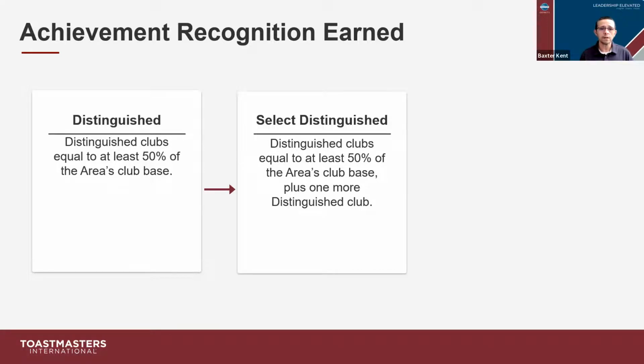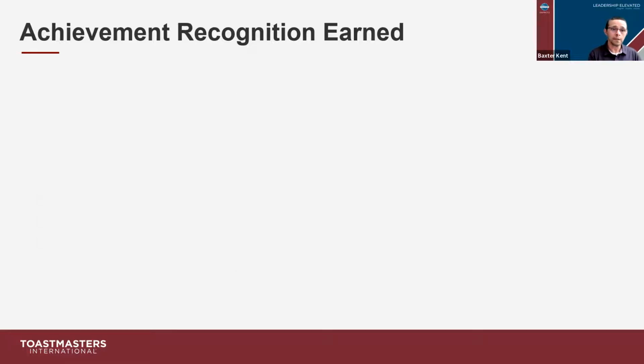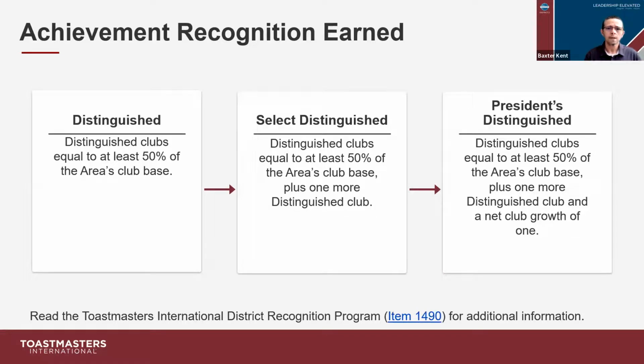To be a select distinguished area, it's having the same distinguished club number plus 1 more. So again, if you have 4 clubs in your area, you have to have at least 2 that are distinguished, plus a 3rd one that becomes distinguished, plus the base recognition. And then President's Distinguished. This is one more distinguished club over the select distinguished, plus a net growth of one club. So that means if you start out with a base of 4 clubs and you lose one, but gain one, then you need to gain one more so that you end up with 5 by the end of the year.